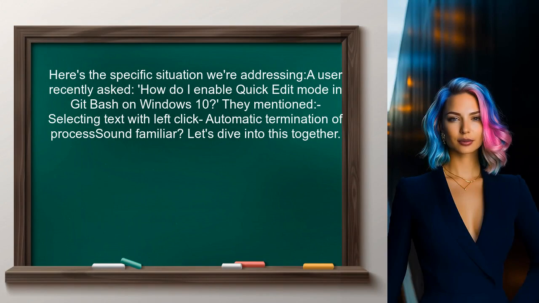Here's the specific situation we're addressing. A user recently asked, "How do I enable quick edit mode in Git Bash on Windows 10?" They mentioned that when they select text with a left click, it automatically triggers a command that terminates their process. Sound familiar? Let's dive into this together.